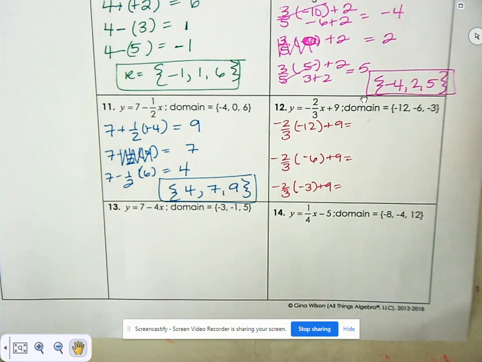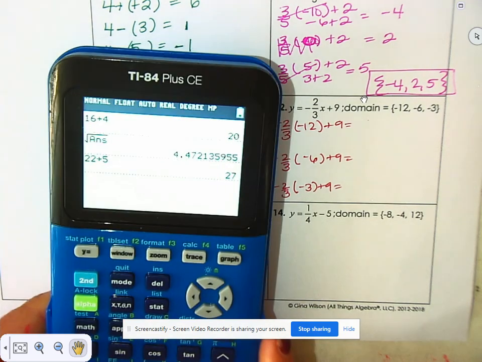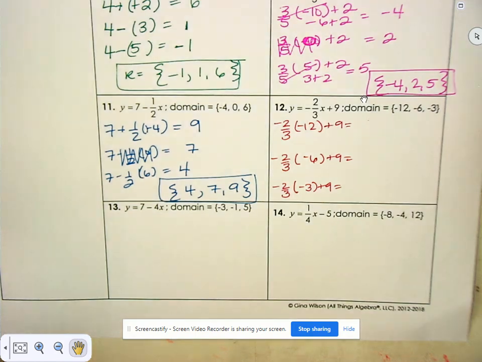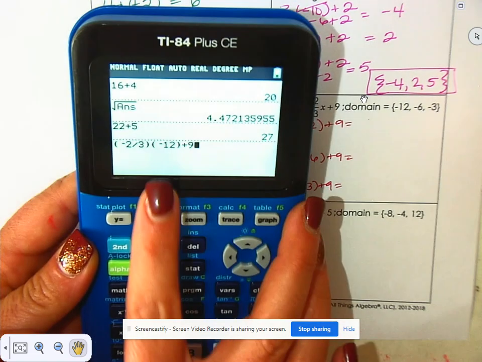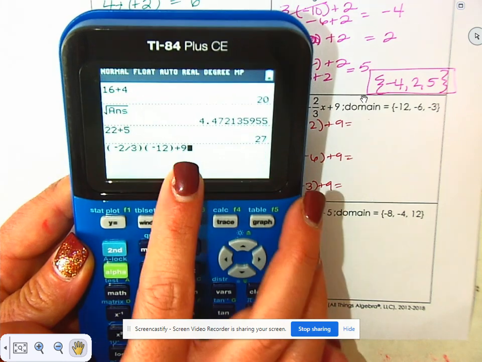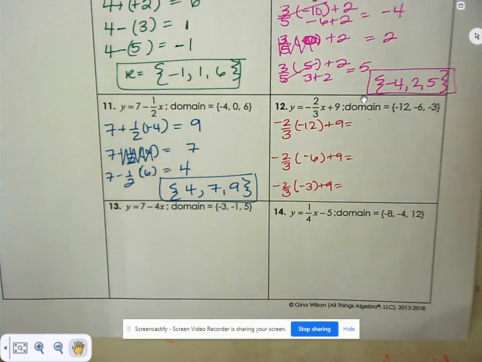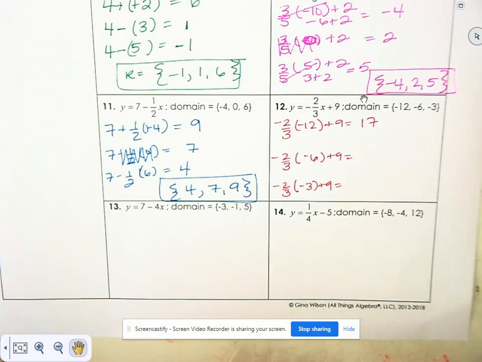Okay? All right, again, and y'all, you can type these in the calculator. It's hard to see this calculator, the 84 because of the digital screen, but I'm going to try. You just always want to put your fraction in parentheses if you do this. Okay, so literally I would do negative 2 over 3 in parentheses, negative 12 in parentheses, and then plus 9. That gives me 17.